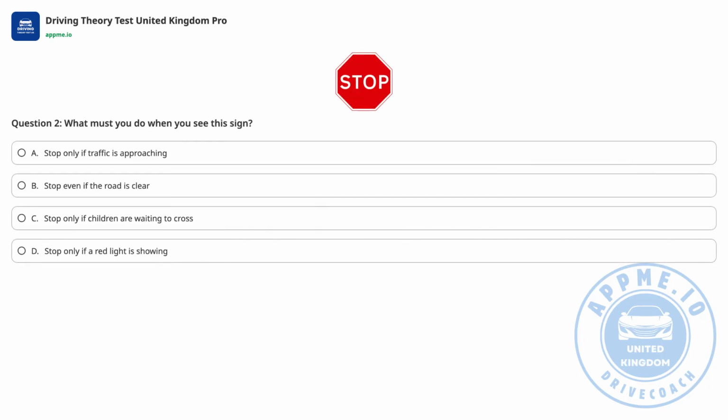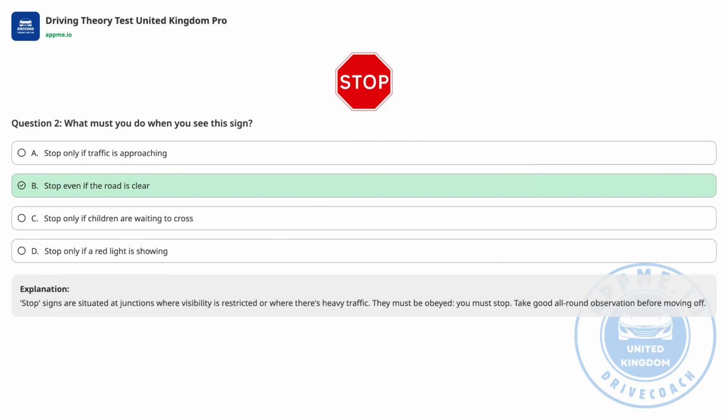Question 2. What must you do when you see this sign? A. Stop only if traffic is approaching. B. Stop, even if the road is clear. C. Stop only if children are waiting to cross. D. Stop only if a red light is showing. The correct answer is B.